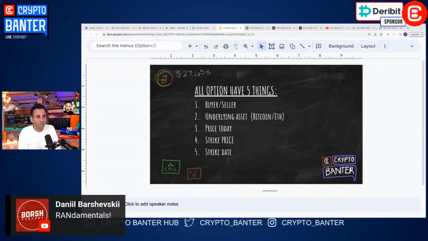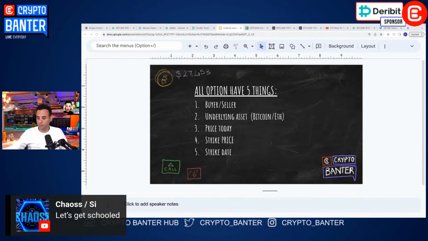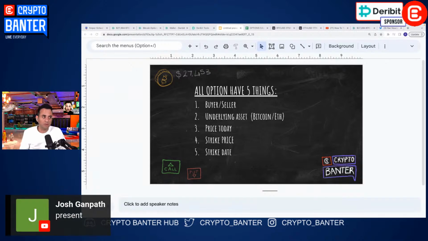Then, of course, every option is going to have an underlying asset. So it can be Bitcoin, it can be ETH, which is what we're going to talk about today. But it can actually be anything. You can have an option for a Tesla stock. You can have an option for maize. You can have an option for plastic bottles. An option can be really an option to buy or sell anything.